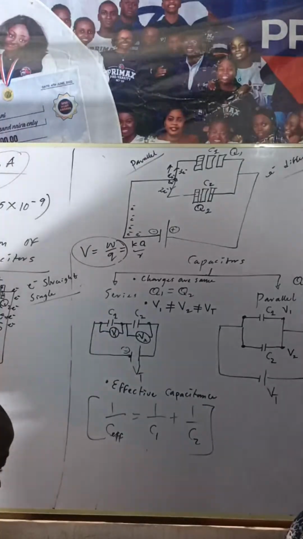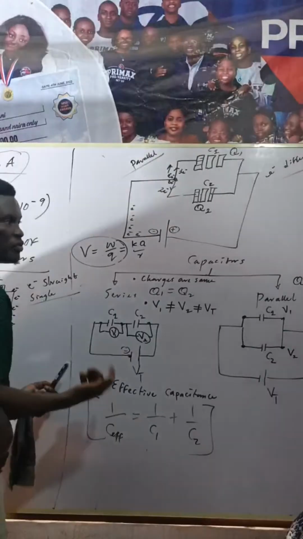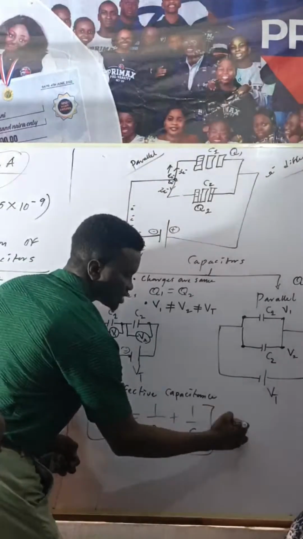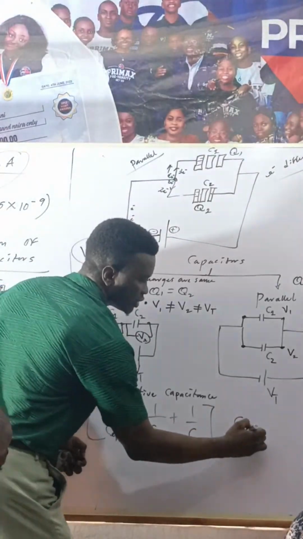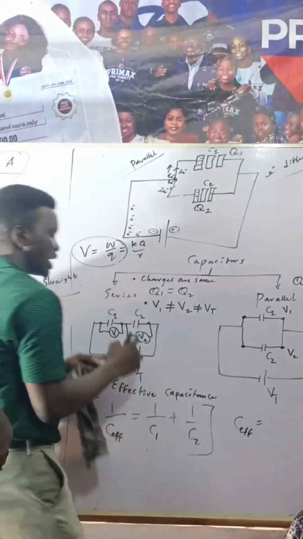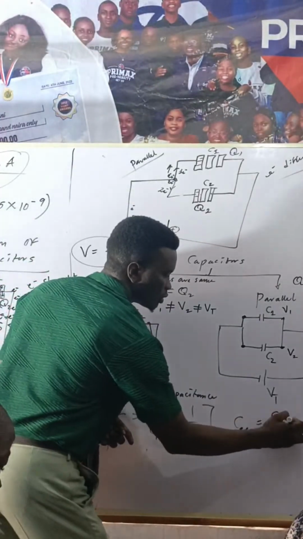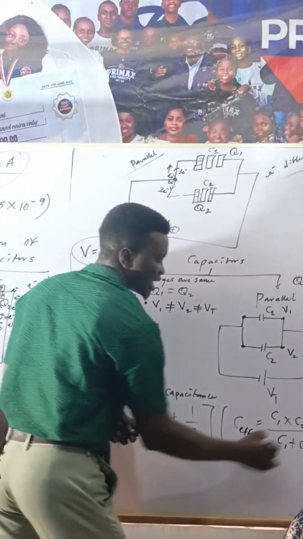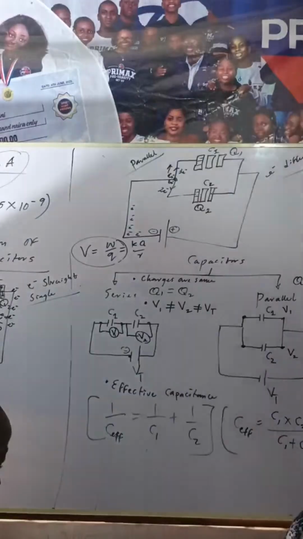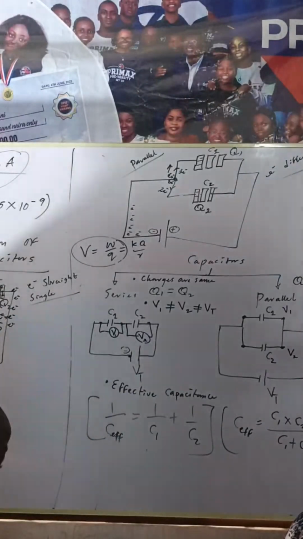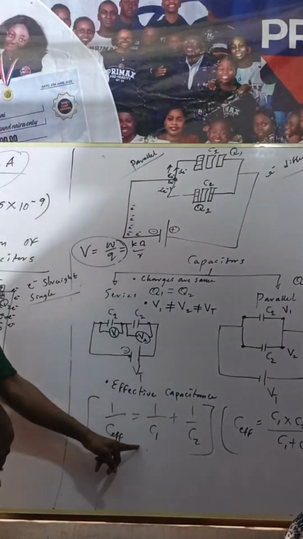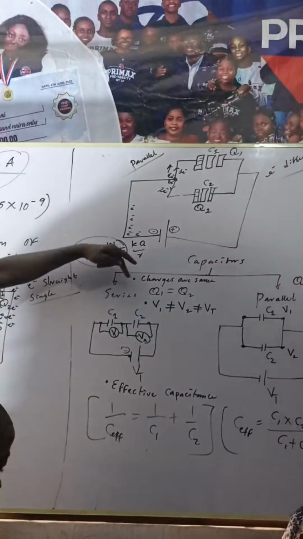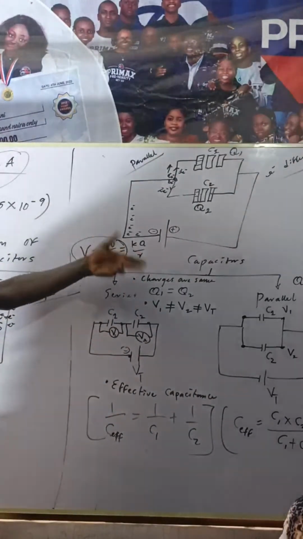If you want to make your calculation faster, you can do product over sum. If it involves 2 capacitors, you can just say C effective is equal to the product, C1 times C2, all over C1 plus C2. That's another way you can solve it. But whenever you connect capacitors in series, that's how you do it. Is that taken? Then just remember these things. You can test your knowledge.